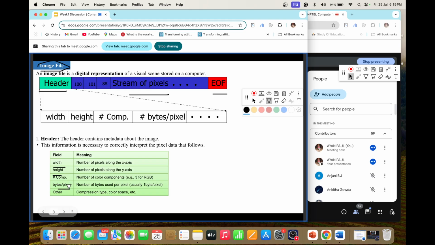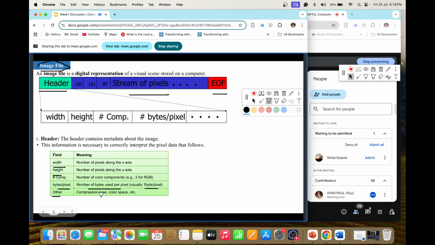Then bytes per pixel, that is important. That is the number of bytes used per pixel. Usually we use 1 byte per pixel, so 2 raised to the power 8 is 256. That is why we represent each pixel from 0 to 255. And then there are other things like compression type, color space, etc.